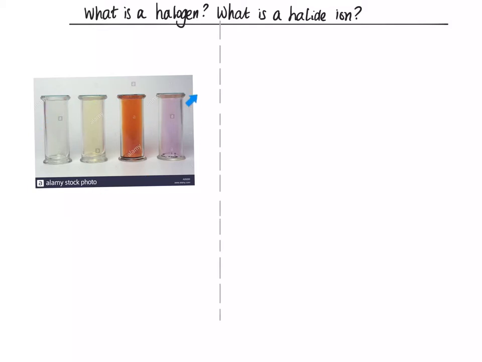So in these gas jars we have fluorine, F2, chlorine, Cl2, bromine, Br2 and iodine, I2. And these are all halogens.